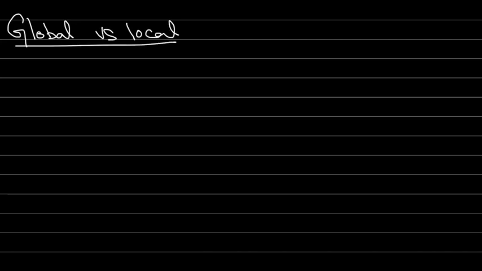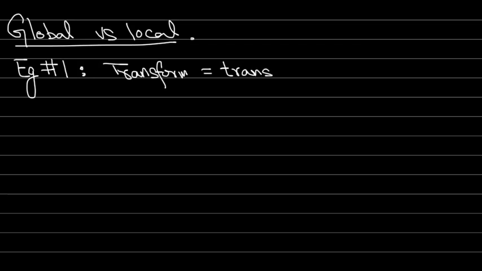Now, let's actually just start discussing these types of symmetries. So let's start with global versus local. Okay, now take an example for global versus local. Let's take example 1. That is, the transformation is that we translate each dot.